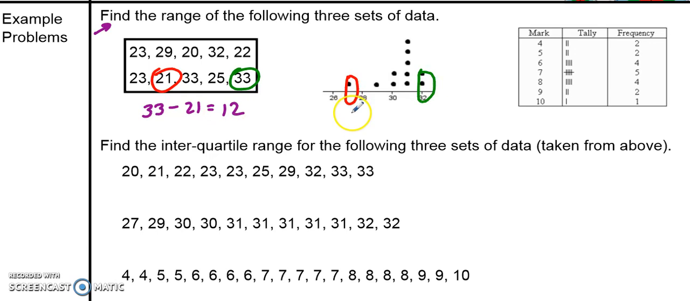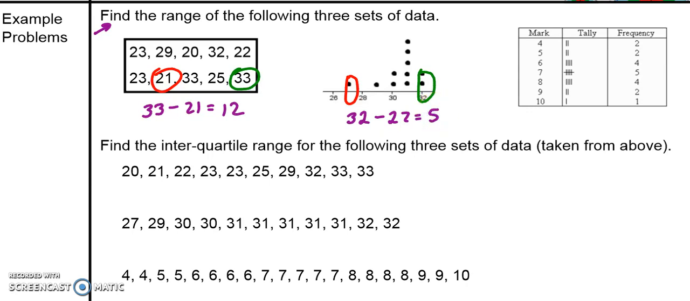What about the next one? Well, again, dot plots aren't that bad either. The maximum value is the one farthest to the right, that's 32. And the minimum value is the one farthest to the left. Looks like it'll be 27. So I subtract those, 32 minus 27, and end up with a range of 5.